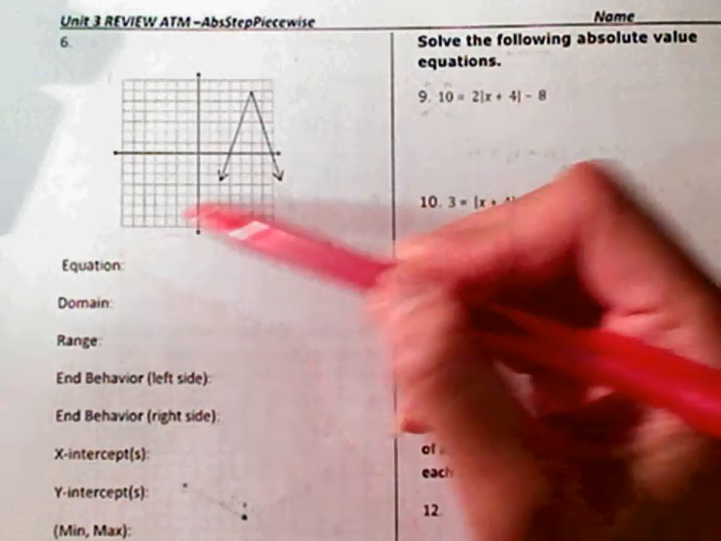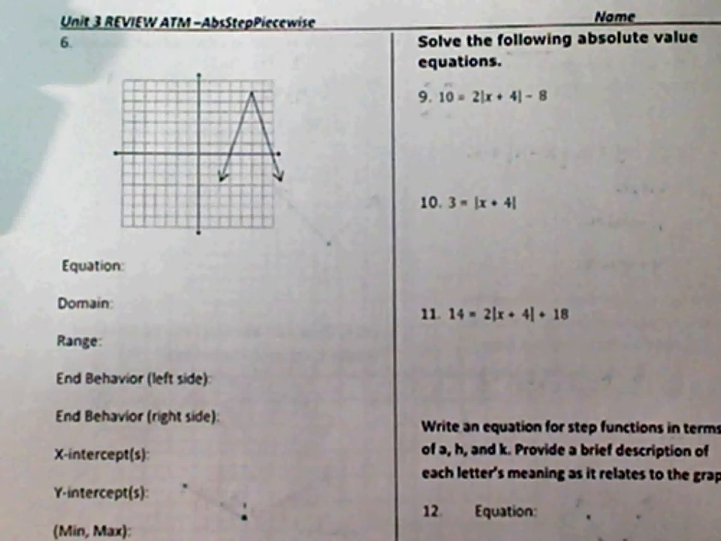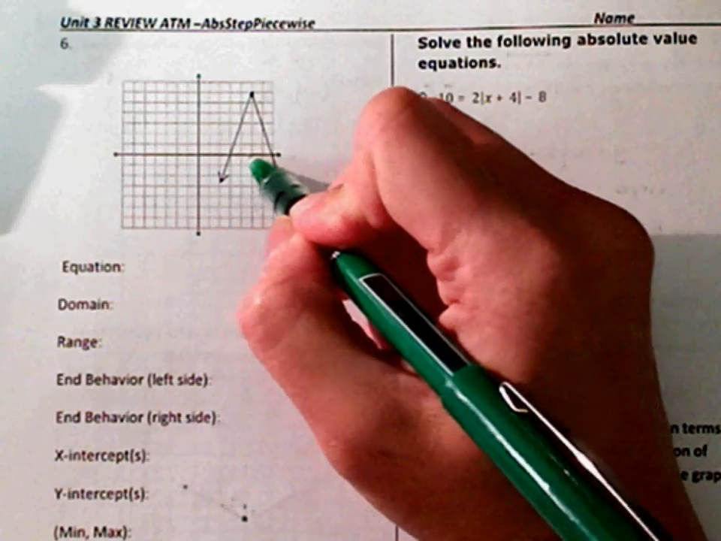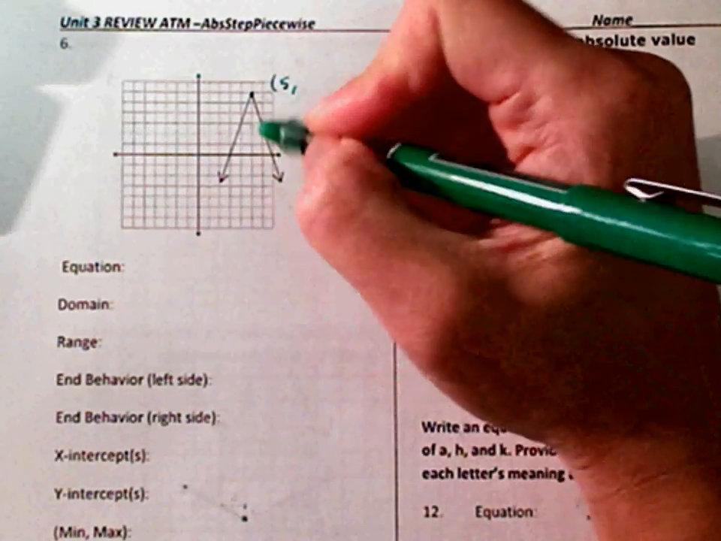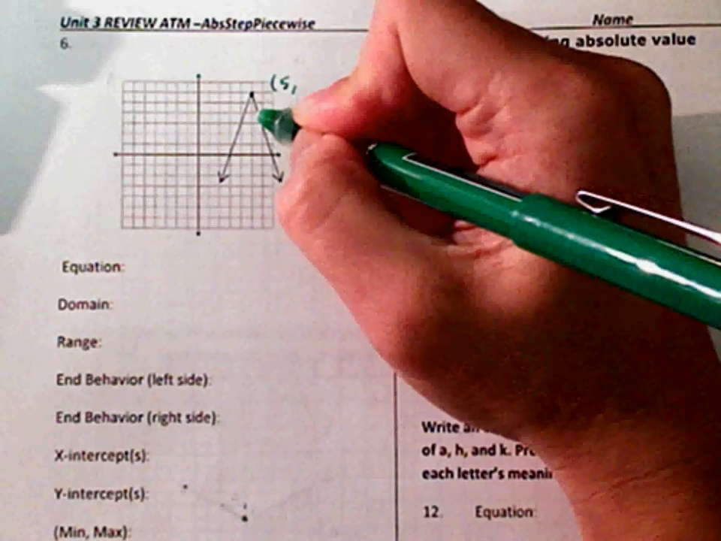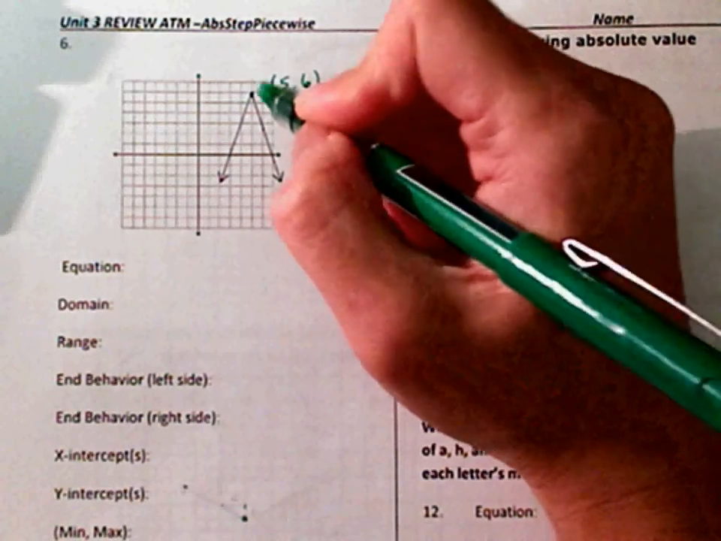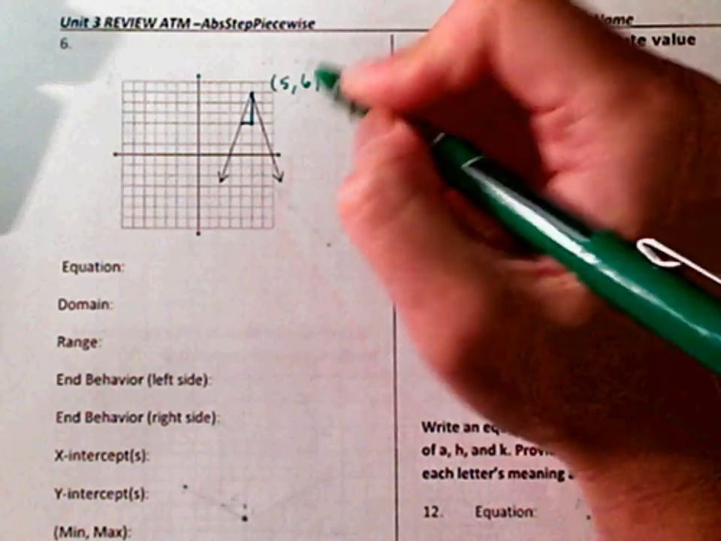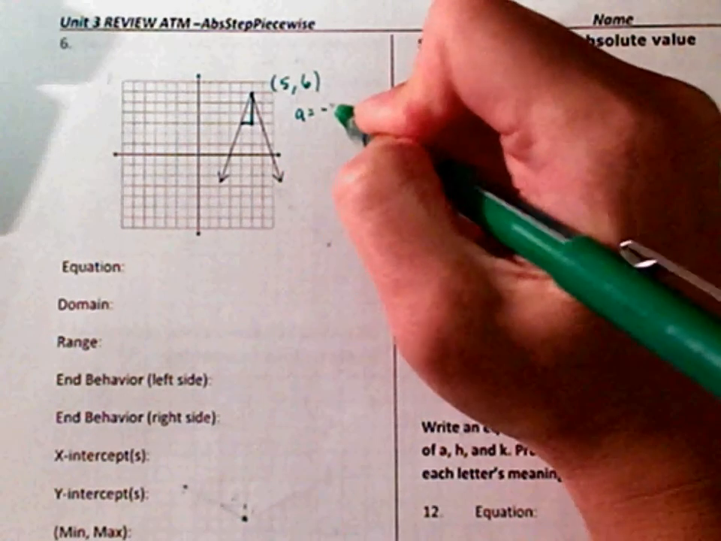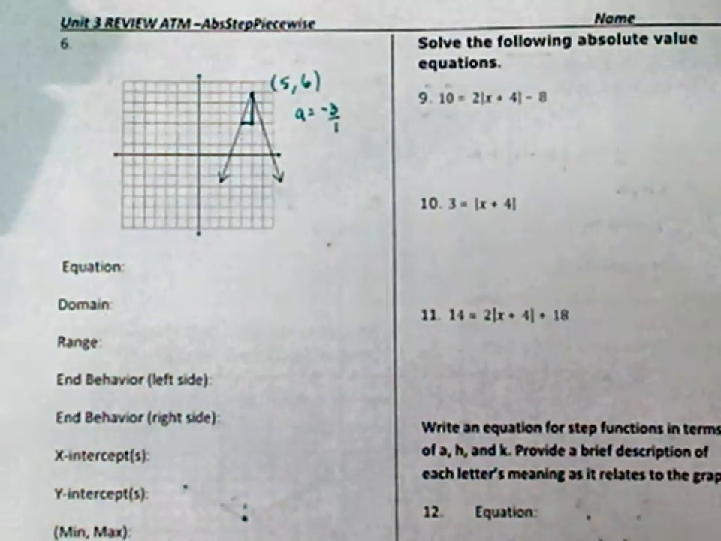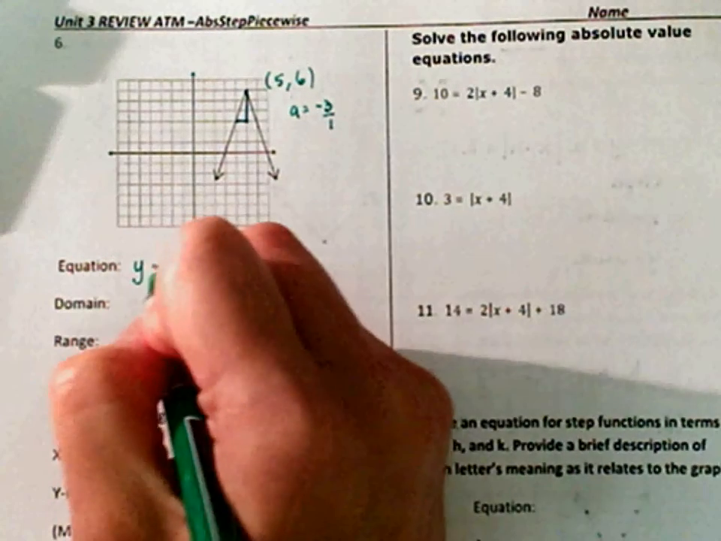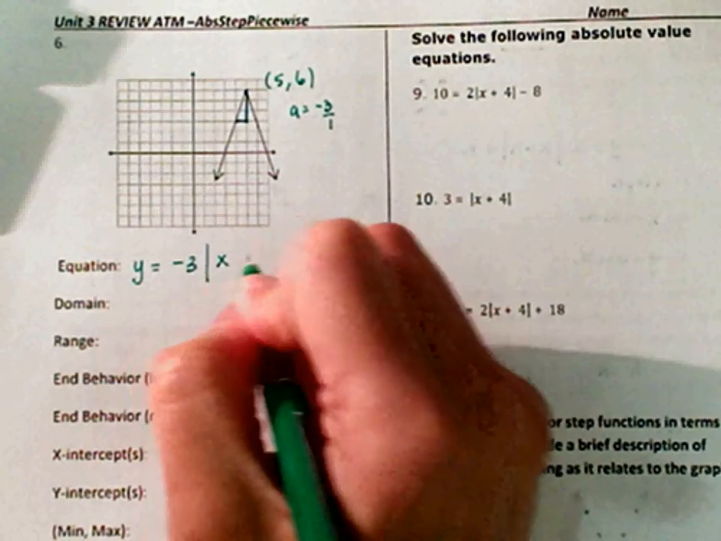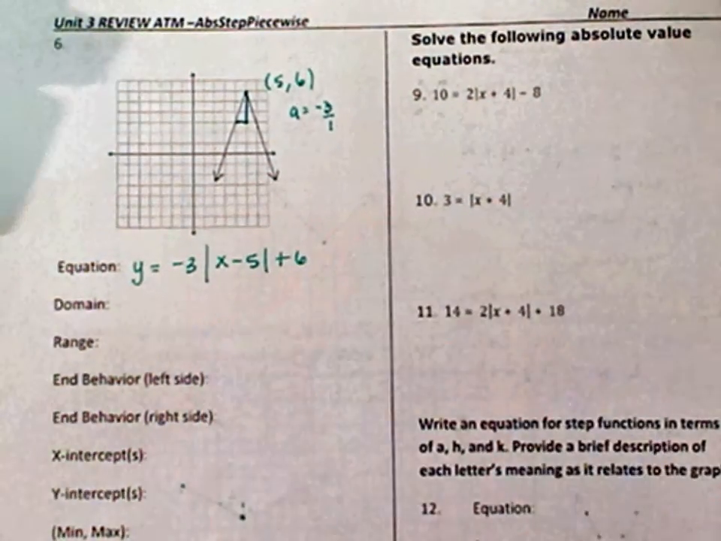Number 6, you are to write this equation. So let's take a look at this problem. Find your vertex. Your vertex is at x value of 5. Your y is 6. Find your slope. You're going down 3 over 1, so your a is negative 3 over 1, and it's going down. It's a V shape, so it's an absolute value. Your equation: y equals negative 3 absolute value of x minus 5 plus 6. There's your equation.